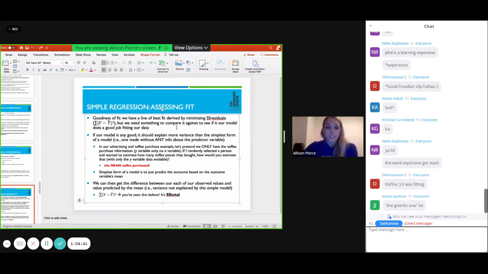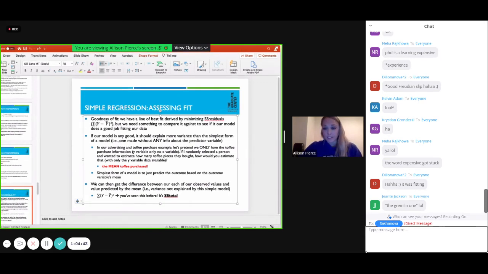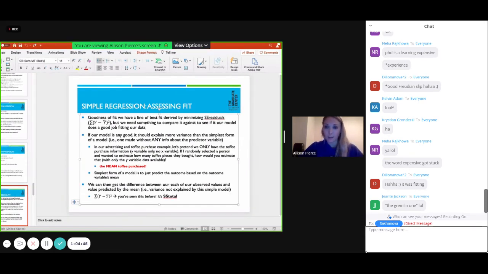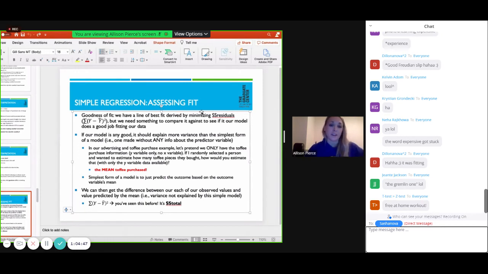All right, so goodness of fit. I'm getting very distracted tonight. So we have our minimized sum of the squares residuals, but we need something to compare it to. So think about all of our null hypothesis significance testing. We're always comparing to something, right? And so if we think about, okay, well, we have this model using this predictor, what is a good default thing to see if our model is predicting better than something else?